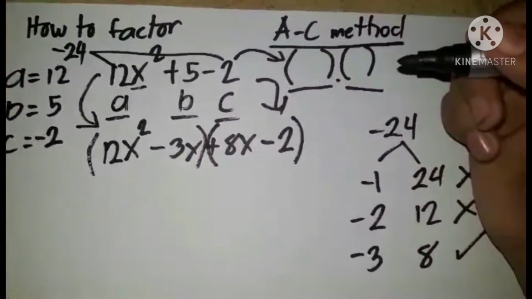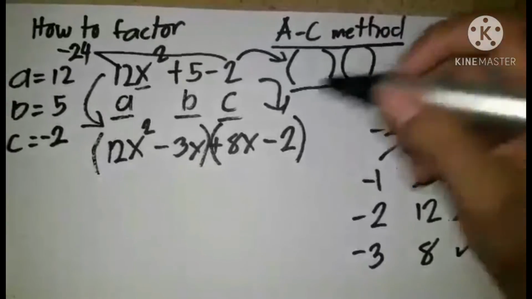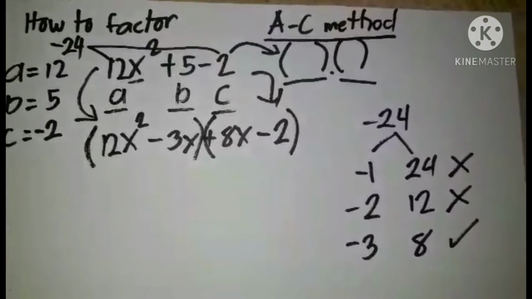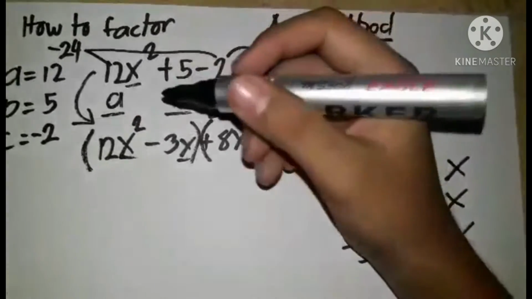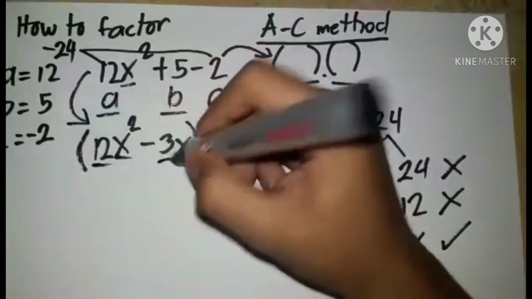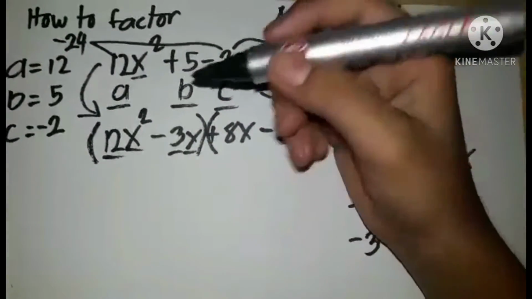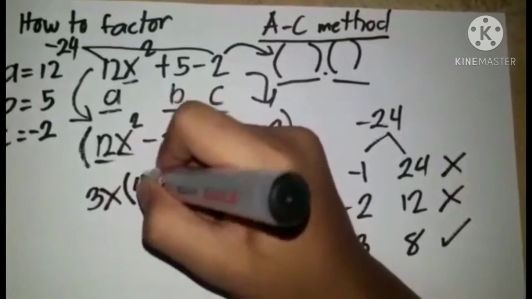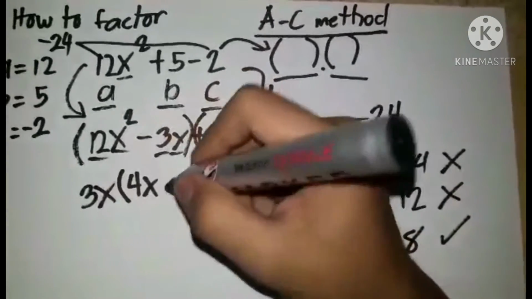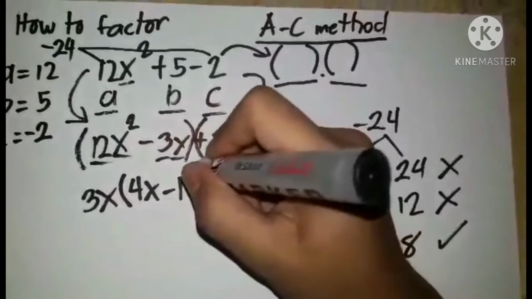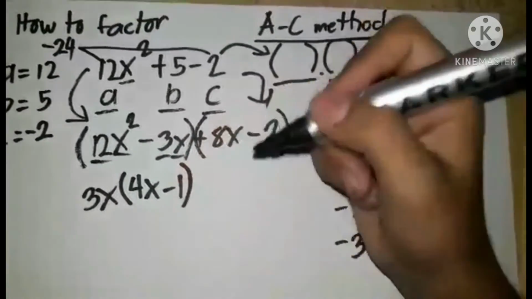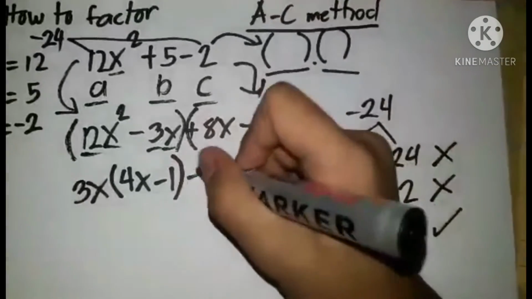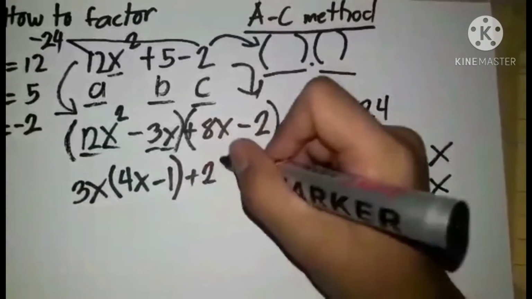Out of these two, notice I can pull out an x, because x is in common. But I can also pull out a 3 because 3 goes into 12. So I'm going to factor out 3 and x at the same time. I get 4x left over minus 1, like that. And from here I can factor out a 2. So I factor out plus 2, and I'm left over with 4x minus 1.